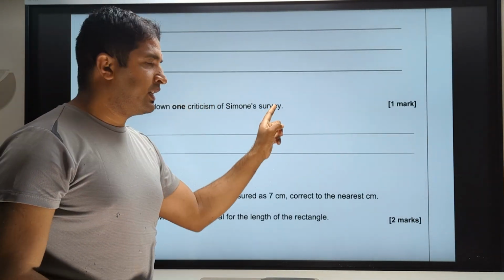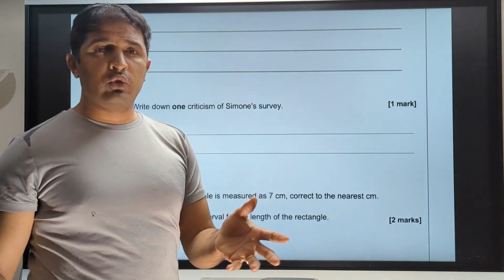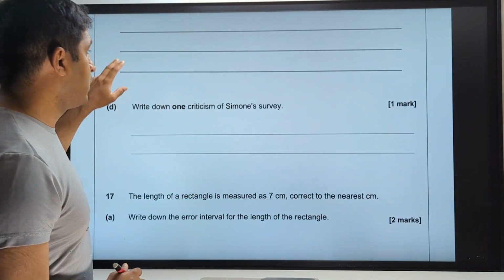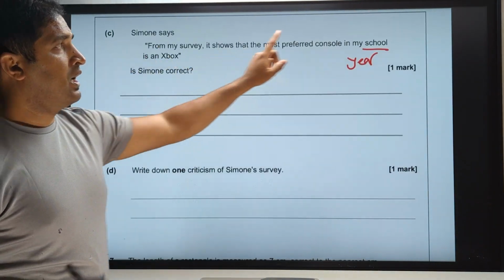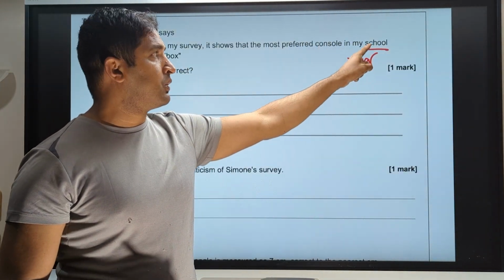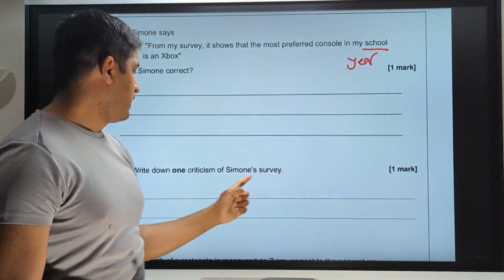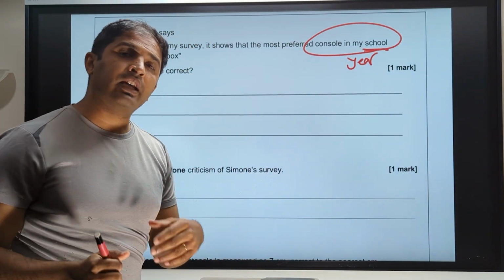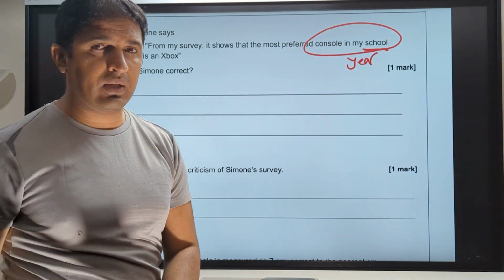When you're writing the criticism, you don't worry about what you think, what your school or what your opinion is. We always go on the data here. So in the data, what we're showing is, obviously Simone is looking to answer it for the school. And she only collected data from one year group. So that's the fact that we need to stick to.